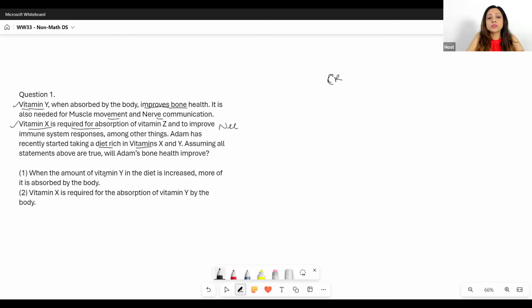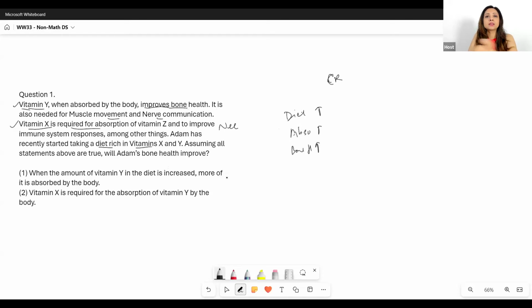Let me figure out. When the amount of vitamin Y in the diet is increased, more of it is absorbed by the body. Here, this is telling me that when I start eating more of the vitamin Y in my diet, then more of it is absorbed by the body, right? This is leading me to a sufficient condition. Do you understand? If more in diet, then more is absorbed by the body, right? Then I am given that vitamin Y, when absorbed by the body, improves bone health. So then that means that the bone health is going to improve, isn't it? These are all sufficient conditions.